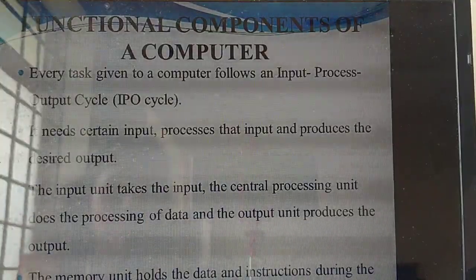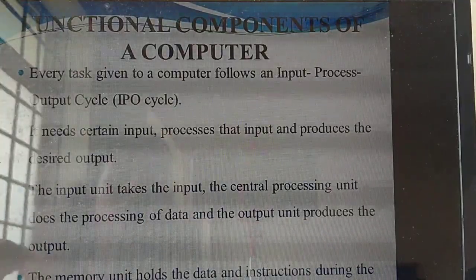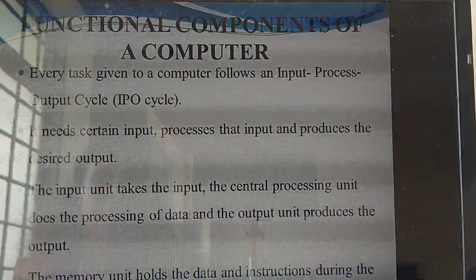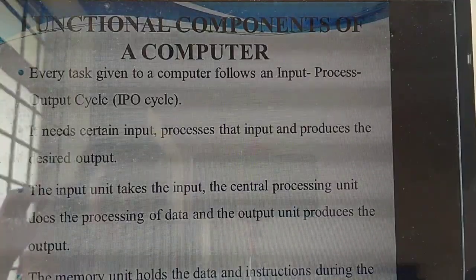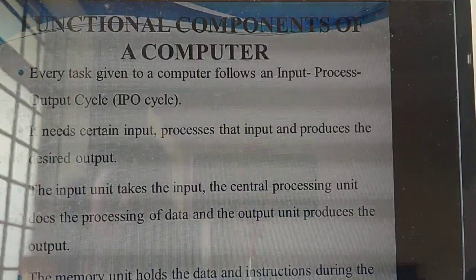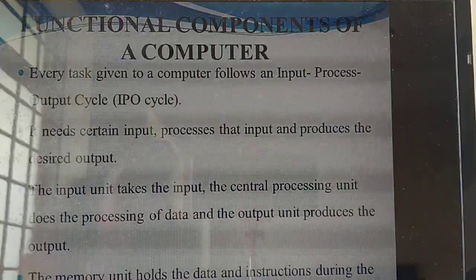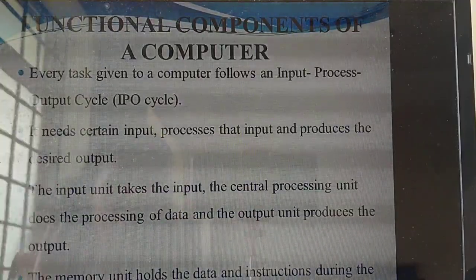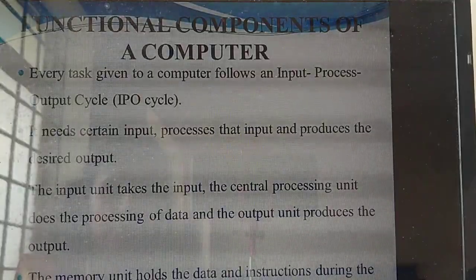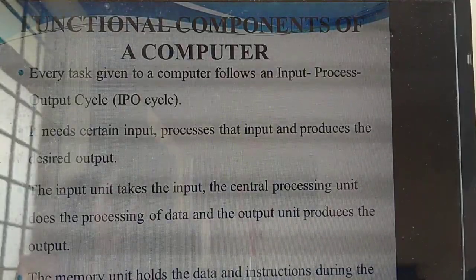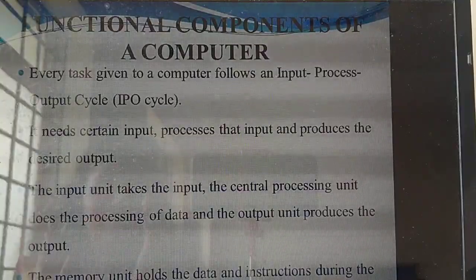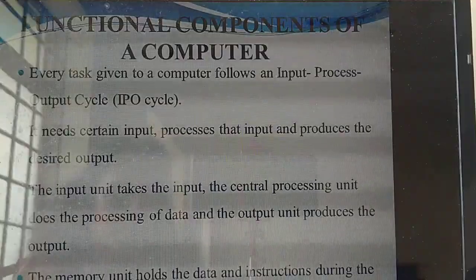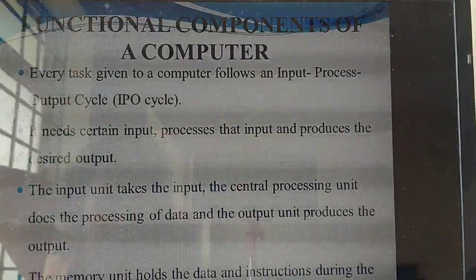So next thing, what are the functional components? Already you studied components of a computer. So what is the function? What are the functions happening inside the computer? Okay. So the first point is, each and every computer follows one cycle called the IPO cycle. What's the cycle name? IPO means input, process, output cycle. I have already explained this input, process, output cycle in one diagram. Are you remembering? In that data and information diagram I explained.